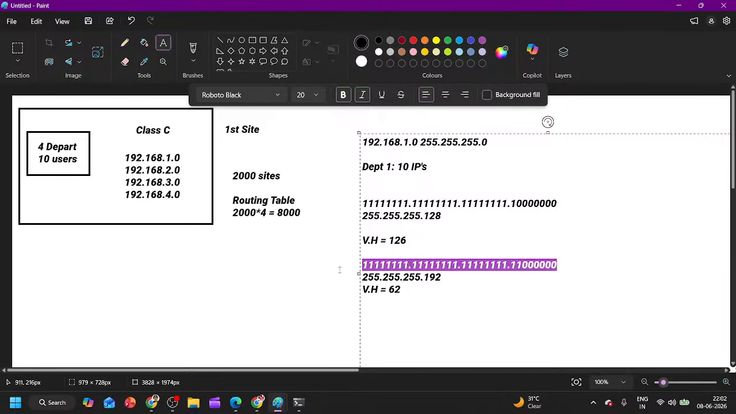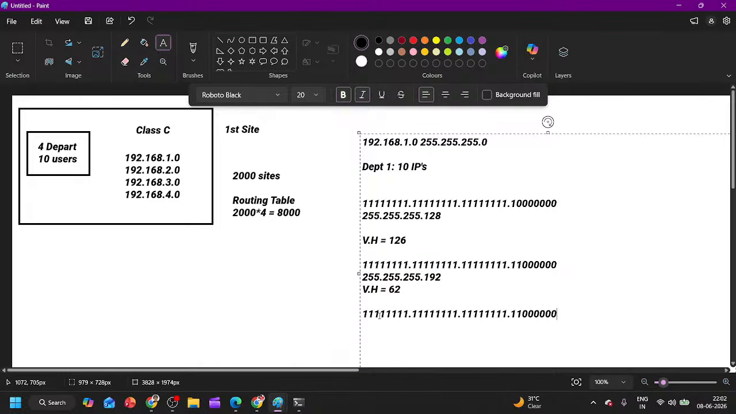So let's increase one more network bit. I still need lots of networks because I have 4 departments in each branch. Let me increase one more bit. Now what will be the subnet mask? 255.255.255, 128 plus 64 plus 32, so the subnet mask is going to be 224 here.